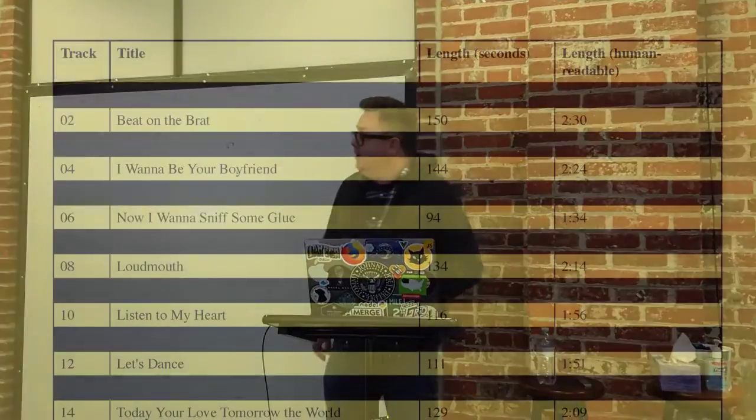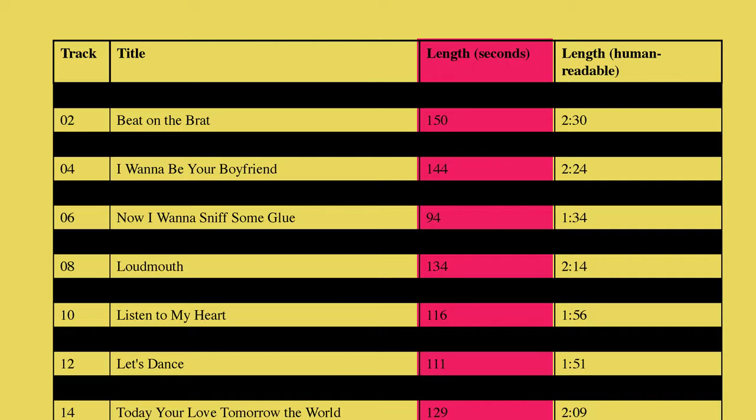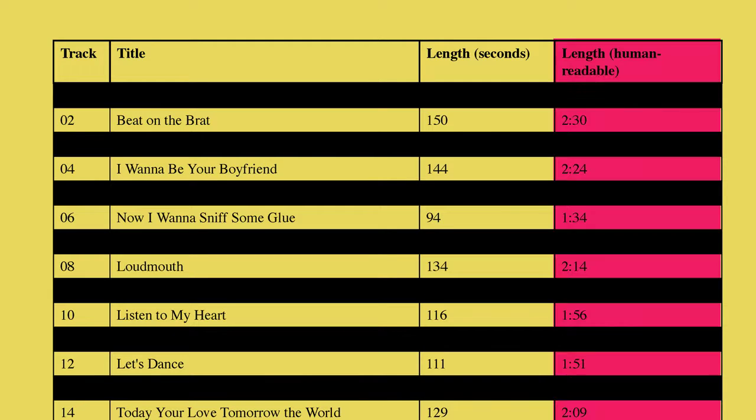So here's our data set. I've displayed it here in a table, but it's a CSV file. We've got the track number, the song name, the length in seconds, and then I have a human readable length there too in the minutes and seconds. So that's what we're playing with.